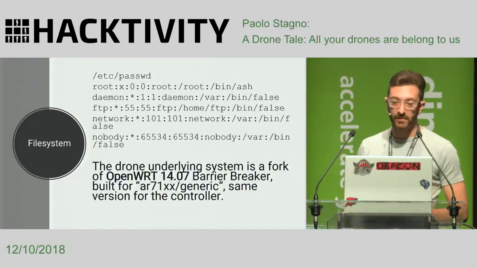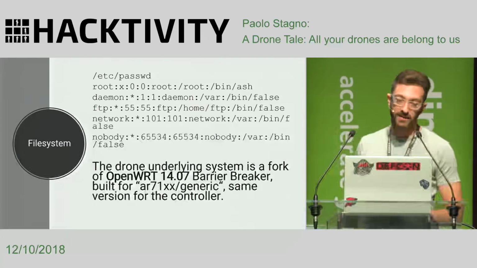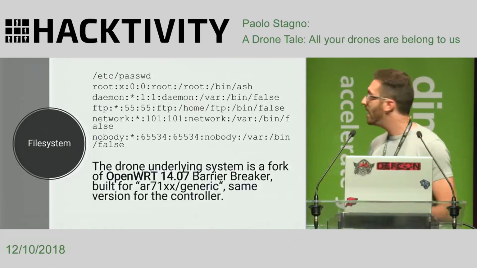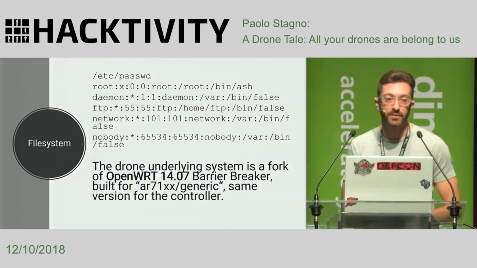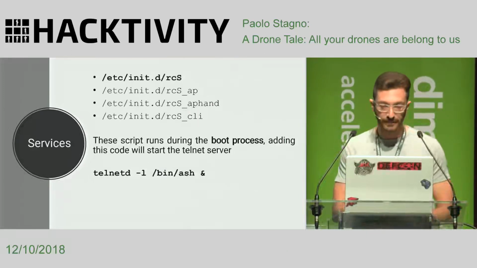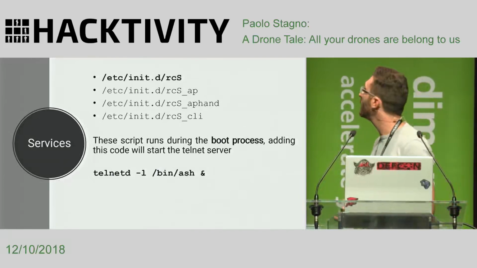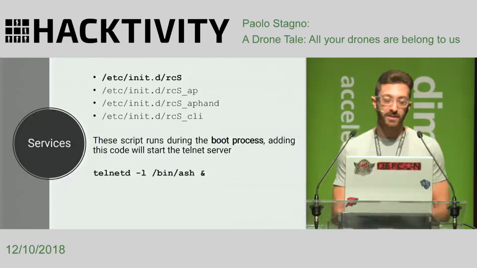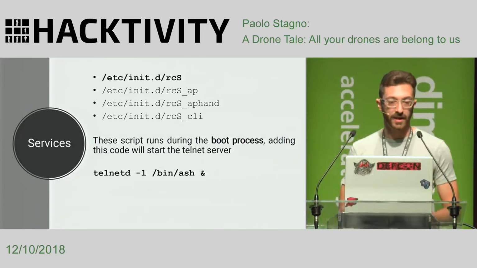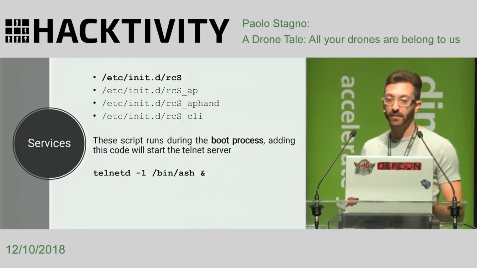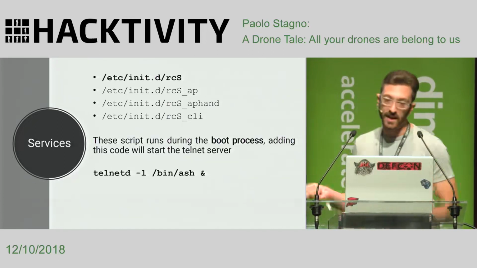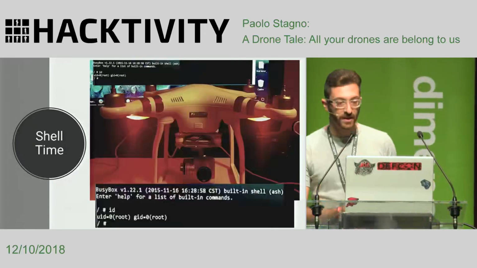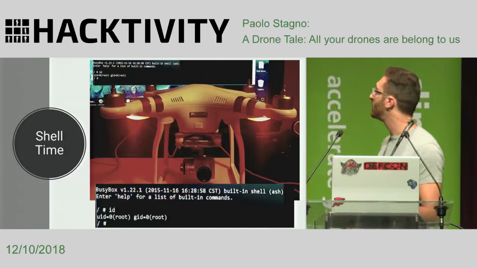And from the file system, I recovered the fact that DJI is using a fork of OpenWRT, version 14.07, called Barrier Breaker, and it's also full of custom DJI binaries. I also found these scripts, which run at boot time, and they hold some information about the network connection and network settings. So adding the following command, telnetd -l /bin/sh and so on, I was able to reactivate the telnet service, and I was able to connect. So I was finally root.